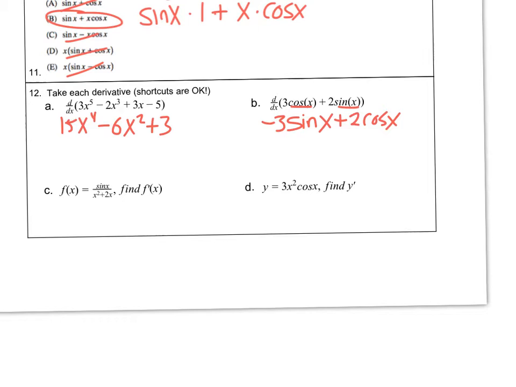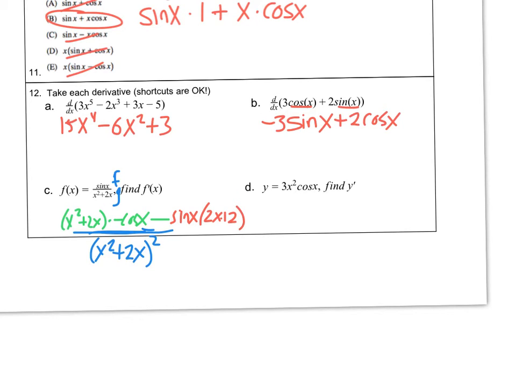For C, we've got to use the quotient rule. We've got a bottom and a top here. I'm going to do the bottom first, so that's going to be x squared plus 2x, all squared. And then the top of this is going to be the bottom times the derivative of the top. So x squared plus 2x times the derivative of the top, which is negative cosine x, minus the top times the derivative of the bottom, so sine of x, multiplied by 2x plus 2. Totally okay if you leave it like this. Not much else you can do with that.